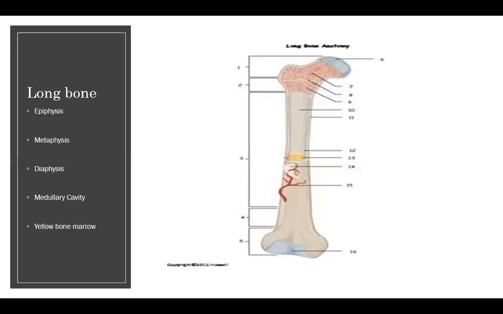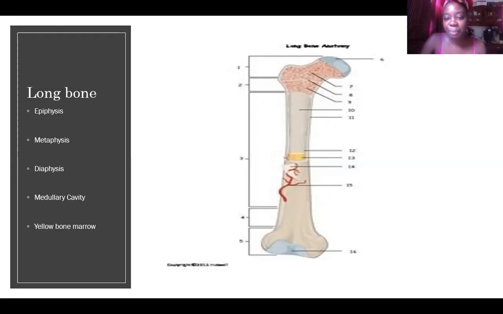Now, I know you're watching the chart and you're seeing that there are way more places than there are words, but if you were paying attention before, you would know where your epiphysis is, where your metaphysis is, where your diaphysis is, where your medullary cavity is, and where your bone marrow is. Using the numbers, because obviously you can't write at the moment, tell me where your epiphysis, metaphysis, diaphysis, medullary cavity, and yellow bone marrow are.